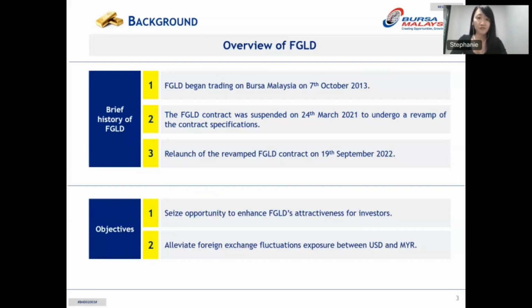So the purpose of this revamp is to seize the opportunity to enhance FGLD's attractiveness for investors and at the same time eliminate the foreign exchange fluctuations exposure between USD and Ringgit Malaysia.